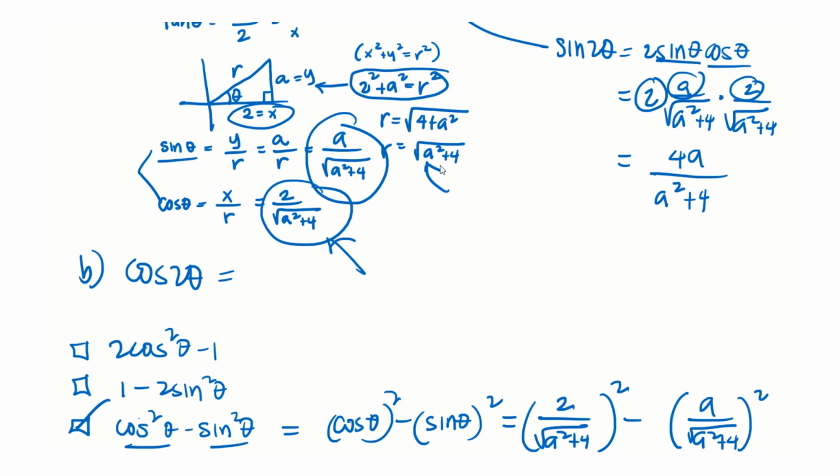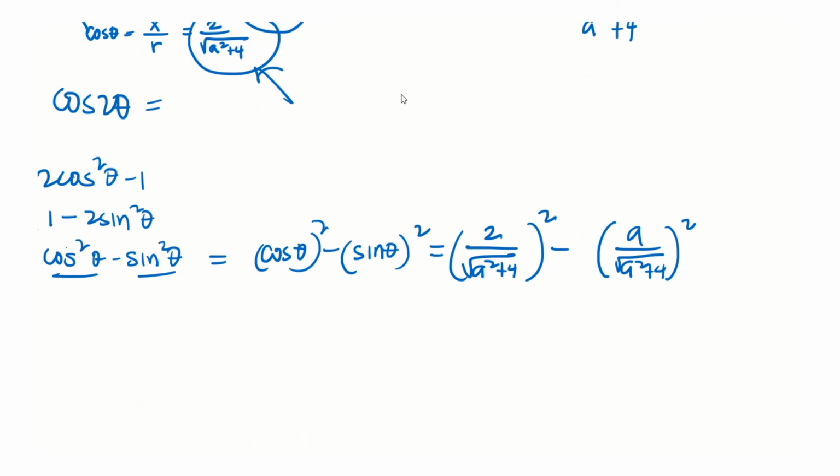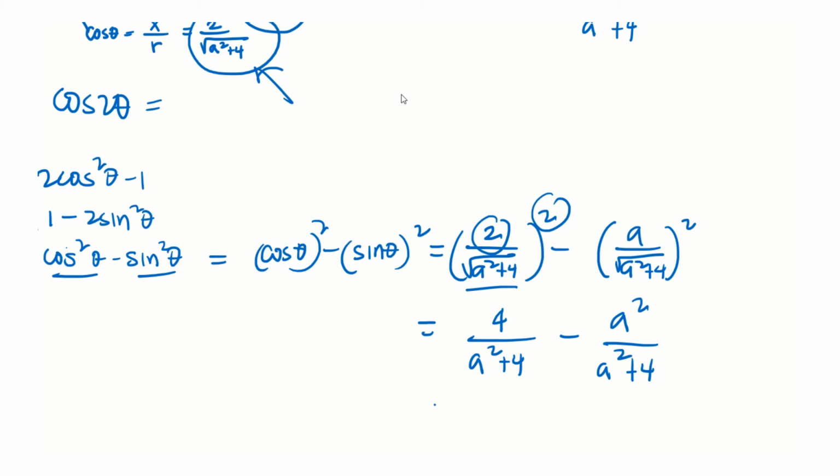Again, you have to square this, and so when you square these values, you have 4, that's our 2 squared. Square the denominator, it eliminates the radical sign. You have a squared over, again, a squared plus 4. Subtraction of fractions with the same denominator, we will have a squared plus 4, then you have 4 minus a squared. Nothing to cancel, nothing to factor. So this is our final expression for cosine 2 theta.